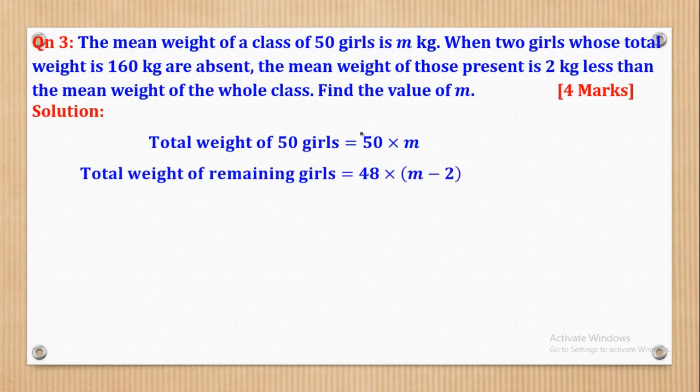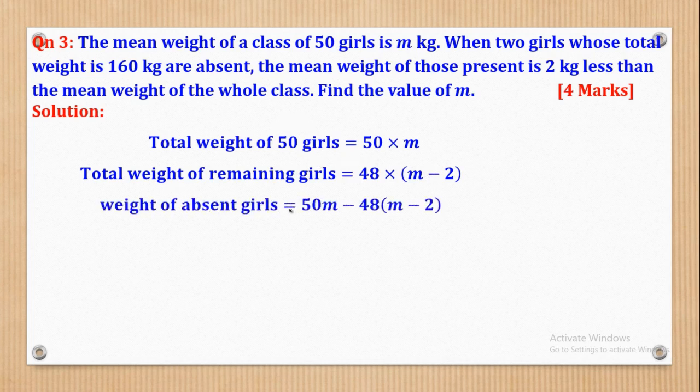Then when two girls are absent, the remaining girls will now be 48, because 50 minus 2 is 48, and the mean, remember, is 2 kilograms less. Therefore, it will be the initial mean, which was m, minus 2. That is why we put here m minus 2. So this will be the total weight of the remaining girls.